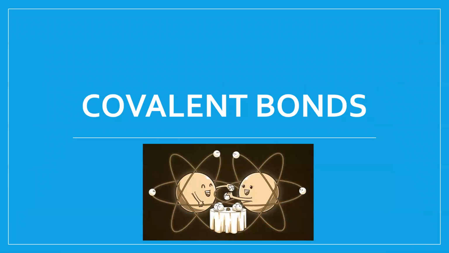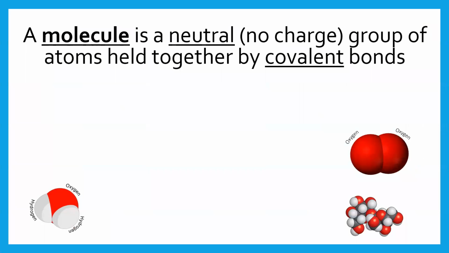So first up is one of the main types of bonds, which is covalent bonds. And if you look at the picture here, you notice that these two lovely atoms are out to dinner, and what are they doing? They are sharing their food, which is represented by electrons. So a molecule, I will sometimes say instead of atom, is a neutral, meaning no charge, group of atoms that are held together by covalent bonds. So when I'm saying molecule, I'm talking about a group of covalently bonded atoms.